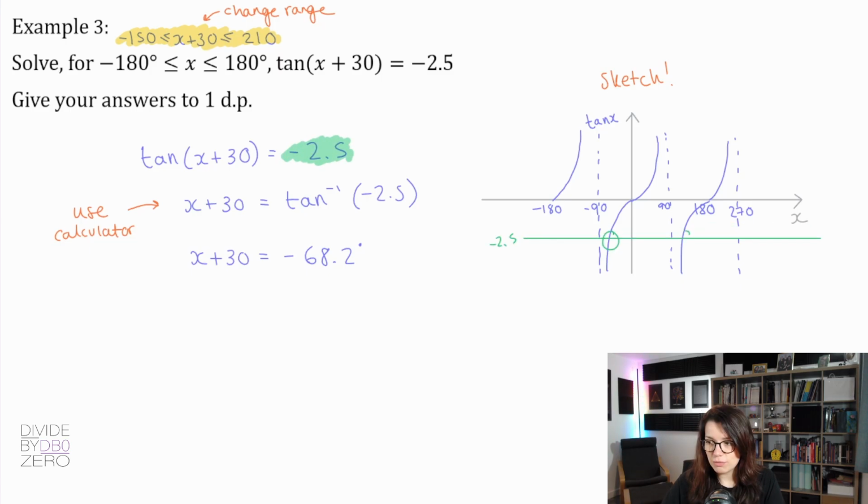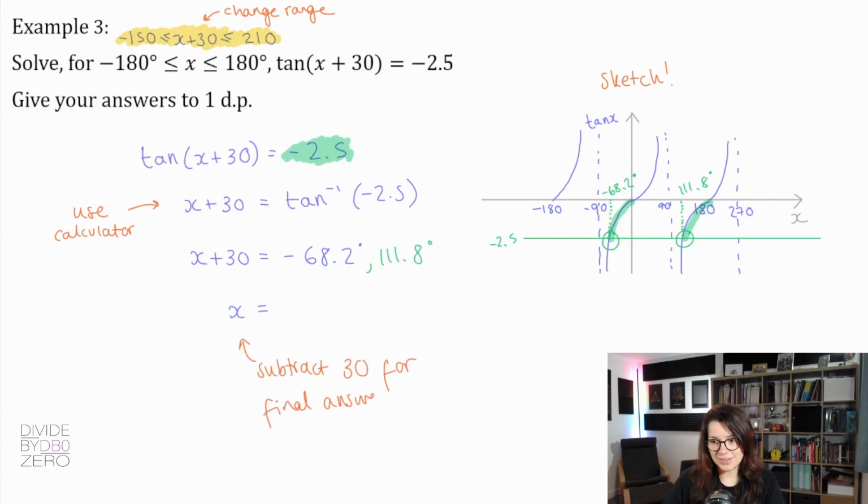We can see 2 relevant solutions. That one here must be the -68.2. So to get this one, we just need to do 180 take away 68.2, and that gives us 111.8. So with tan, this part of the graph is the same as this part of the graph. If we put 111.8 here, we can then subtract 30 for the final x answers. And that gives us negative 98.2 and 81.8, both of which are in the original range.